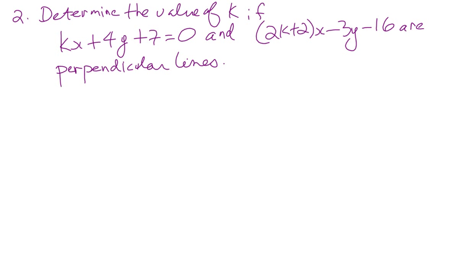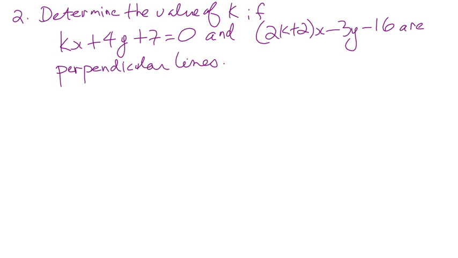Trevin? Isolate the y variable in the first one and replace all y's in the second one. Yeah, I was with you up to isolating the y variable in the first one. Okay, what do we know about perpendicular lines? Their slopes are negative reciprocals.